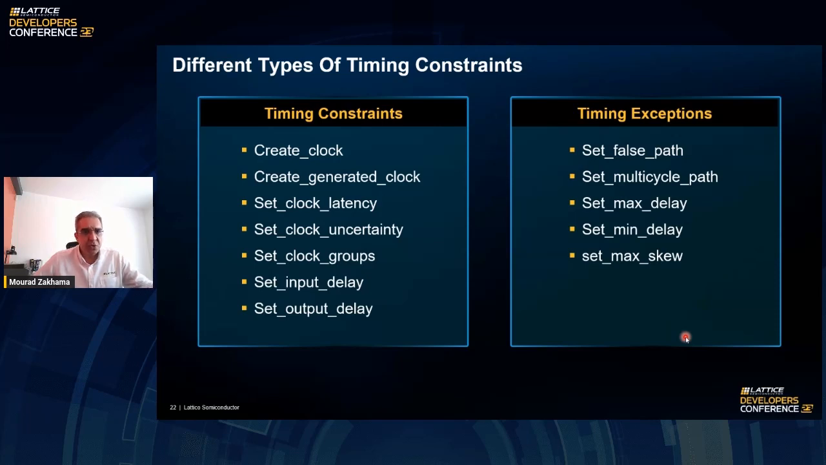There is also create generated clock. A generated clock is a clock that you generate in your design, unless you tell the software or the STA tool that it's a generated clock, the relationship between the original clock and the generated clock will not be known by the software, and hence the timing analysis will not be done the right way if you don't indicate that to the software.